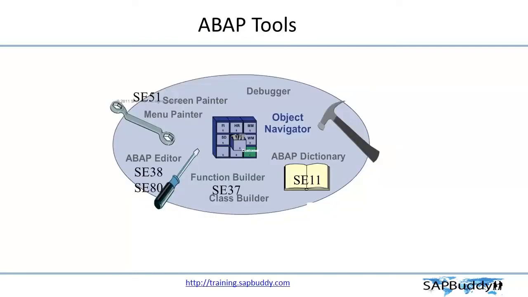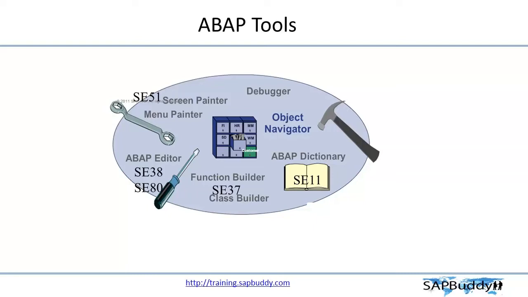And ABAP uses quite a number of tools. For example, Screen Painter, they use SE51, and ABAP Dictionary is SE11. And we also have seen SE38, how to create a program. SE80 is also the ABAP editor. And the function module is SE37. This is a transaction code for creating function module. A function module is nothing but a kind of program, but it does interface between one program and another program.